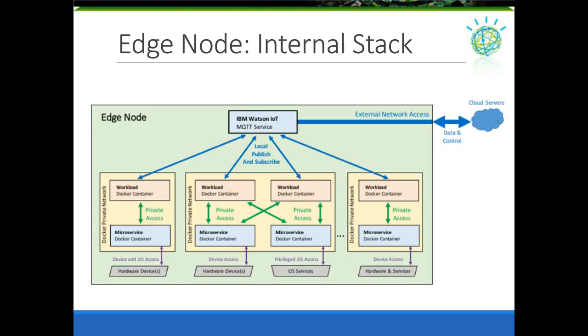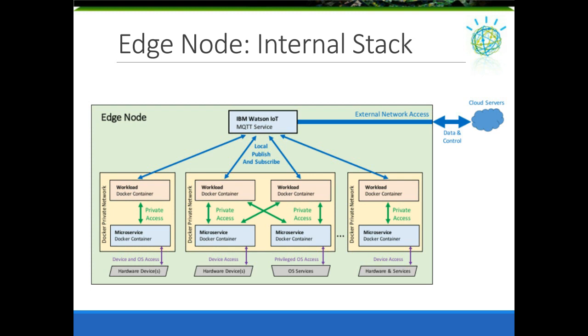Edge node container configuration. This paradigm is highly flexible for developers. Microservices are able to access local hardware and privileged operating system services as specified in their deployment description files and as enforced by their software sandbox in Docker. Workload code is also sandboxed and given local private access only to the microservices that are specified in their local agreements. Workloads are also able to communicate with their local MQTT broker to send data or receive commands.